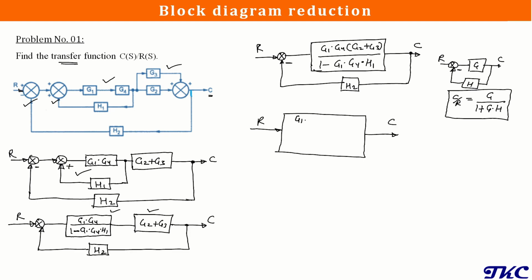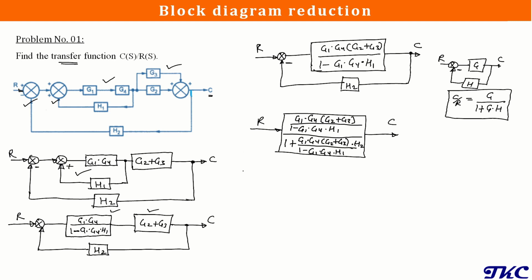So it will be G1 into G4 bracket G2 plus G3 divided by 1 minus G1 into G4 into H1, upon 1 plus, because here the feedback signal is negative, so plus, and it will again be repeating the above block G1 G4 G2 plus G3 upon 1 minus G1 into G4 into H1, and here it will be multiplied with H2 because this is the feedback signal. So now we have reduced it to a simple form.